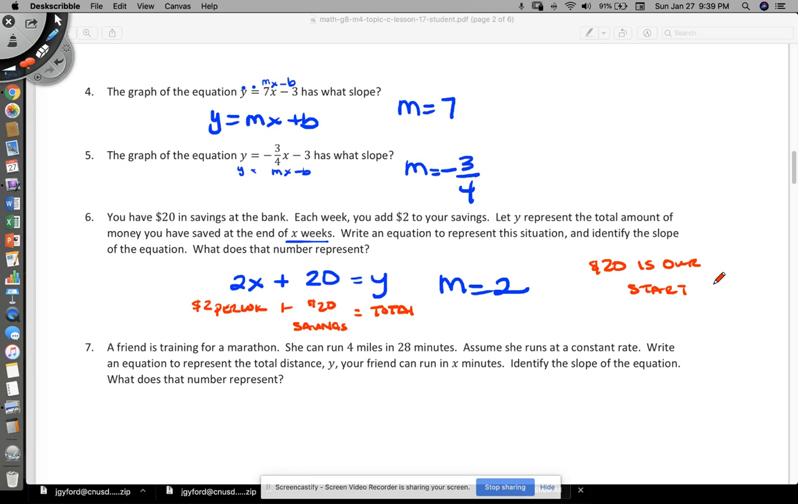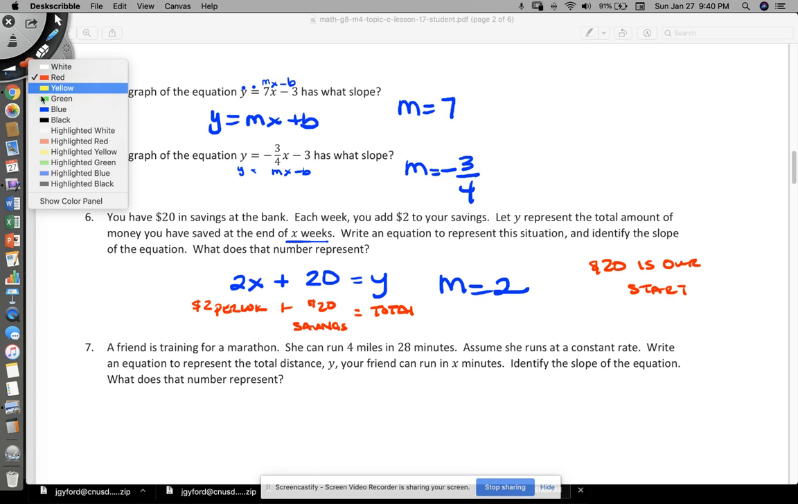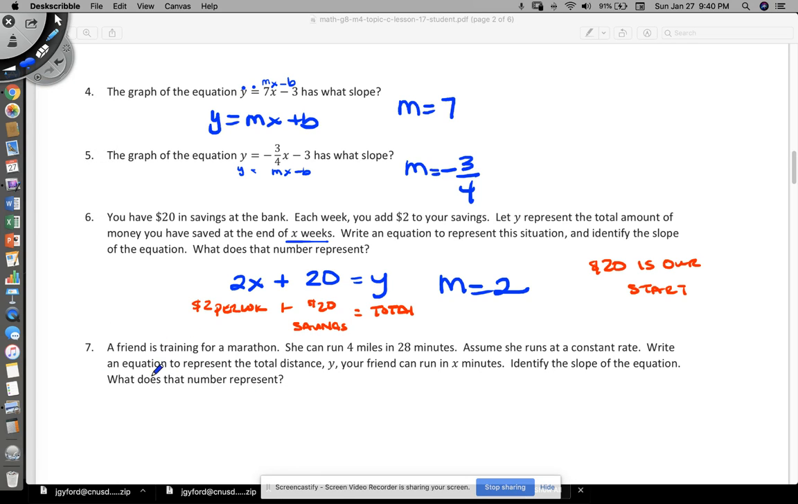Number 7 says a friend is training for a marathon. She can run 4 miles in 28 minutes. Assume she runs at a constant rate. Write the equation to represent the total distance y your friend can run in x minutes. And then find the slope. And then what does each number represent? So just what we did up above.